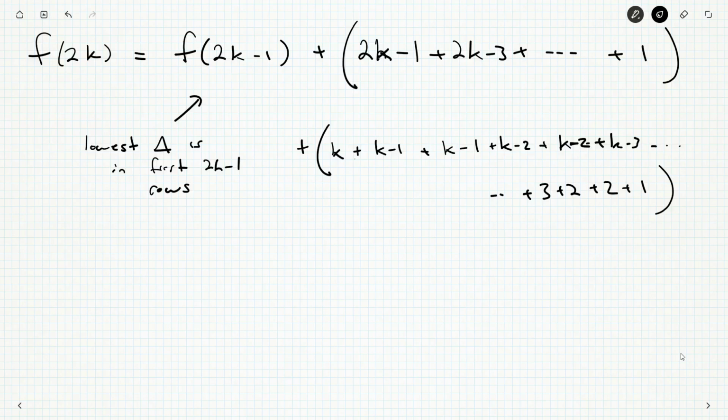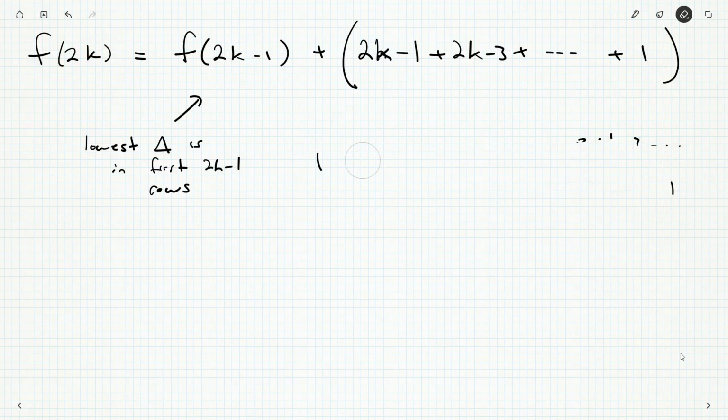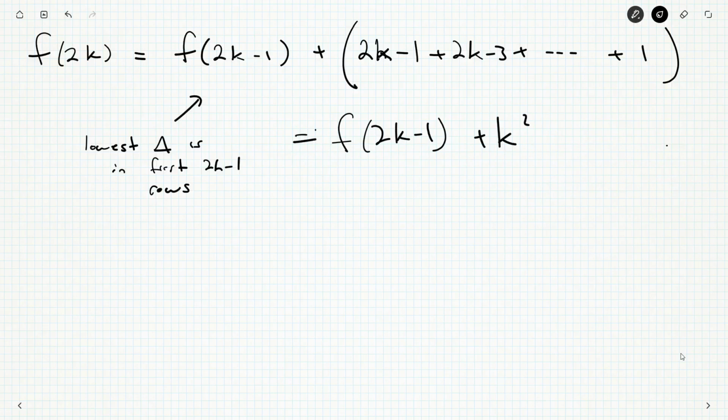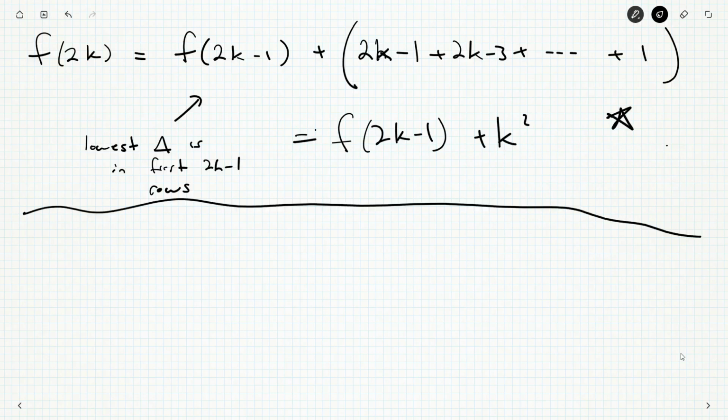I really didn't want to, but yeah, I think it's probably just easiest to claim that this is... So I'll say it's f of 2k minus 1 plus k squared. And then I'll put a little star, and then off on the side I would do my little star proof: 2k minus 1 plus 2k minus 3 plus all the way down to plus 1 equals k squared.